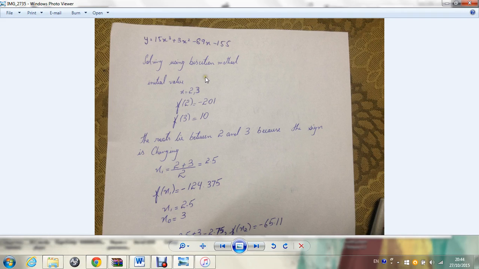I'm going to solve this equation by the bisection method. First, we will guess the initial values. I have guessed the initial values, that is x equals 2 and 3. Now we will put these values in f of x.